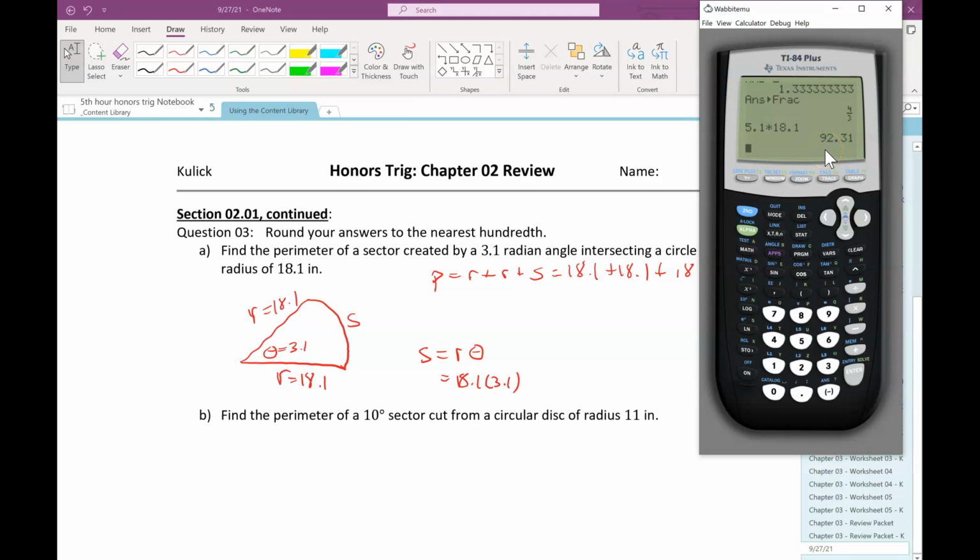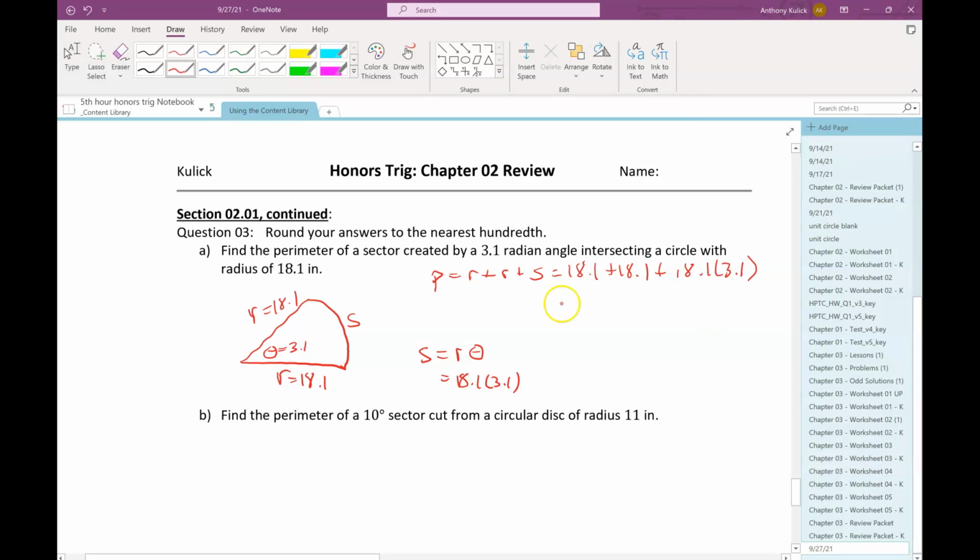And it should be 92.31. Whatever inches, I guess, we're in. So you could do that, or you could just use the degree formula, where you just tack on that extra conversion factor to the formula. But it's really doing the same thing as converting the angle to radians and then plugging it into the other formula. Still the same thing, Mackenzie.